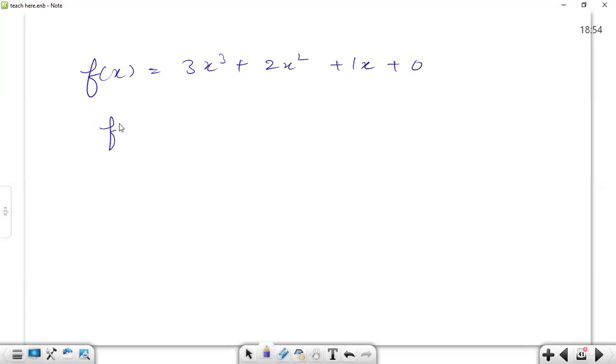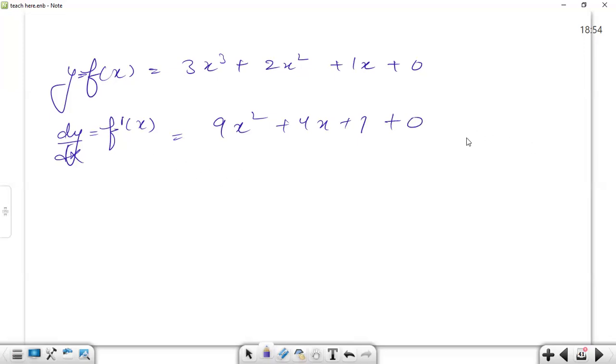If we differentiate it one time, like f dash of x, we are saying it as y. So if we are differentiating it, dy by dx becomes 9x square plus 4x plus 1 plus 0. So this is the first order derivative.